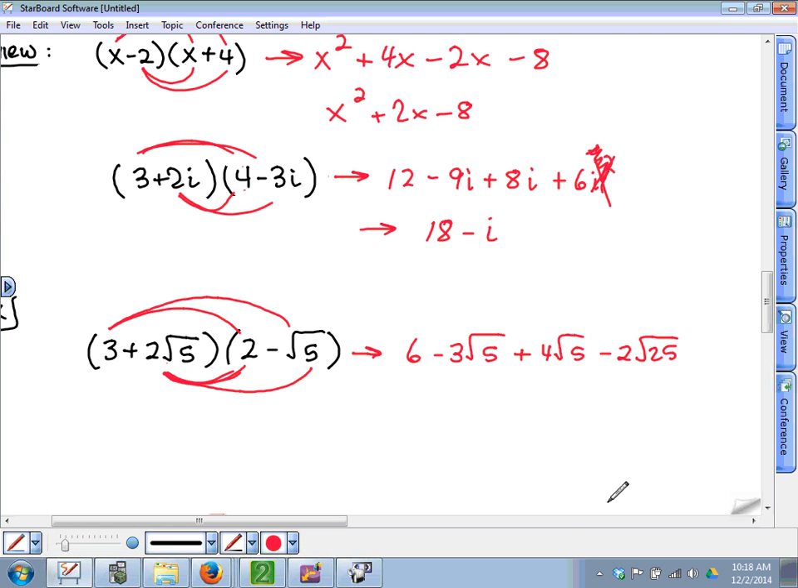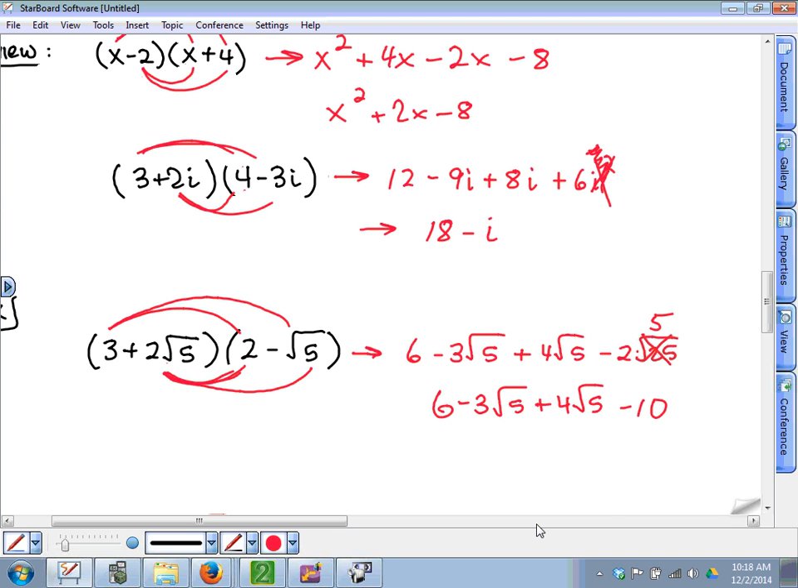Remember, when you're multiplying, you also multiply the terms on the inside. When you're multiplying radicals, you multiply the terms on the inside. So 2 root 5 times the negative root 5 is negative 2 root 25. Yeah, square root of 25. The square root of 25 is just 5, and then negative 2 times 5 is negative 10. So that last term's changed into negative 10. So we have 6 minus 3 root 5 plus 4 root 5 minus 10.